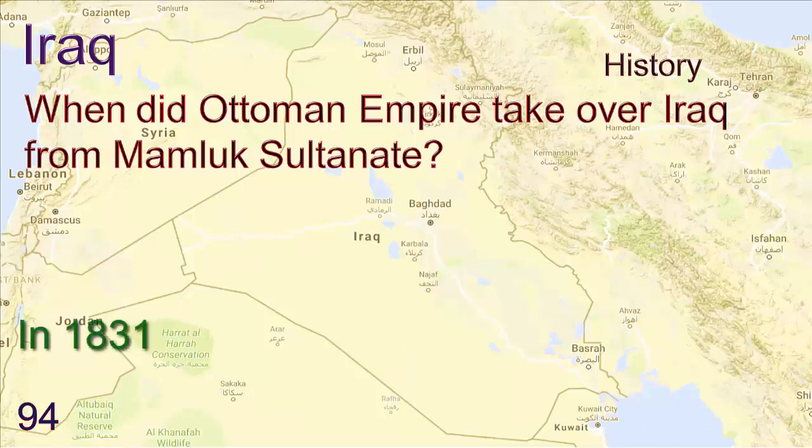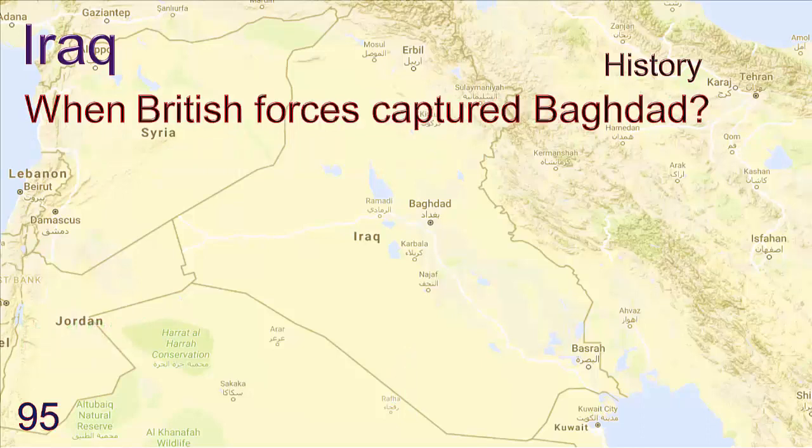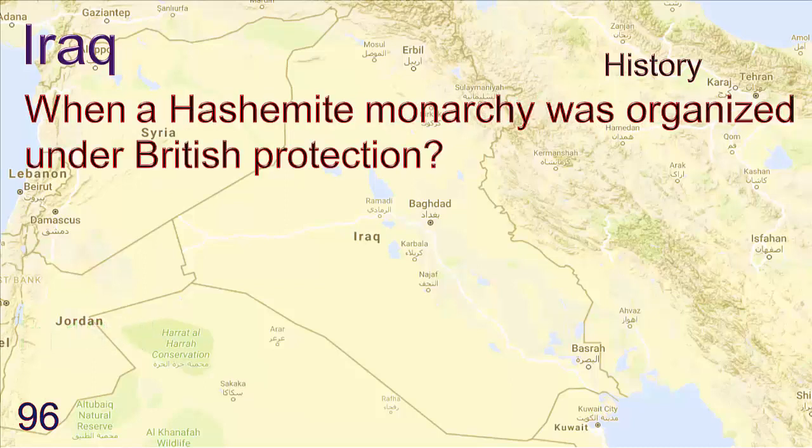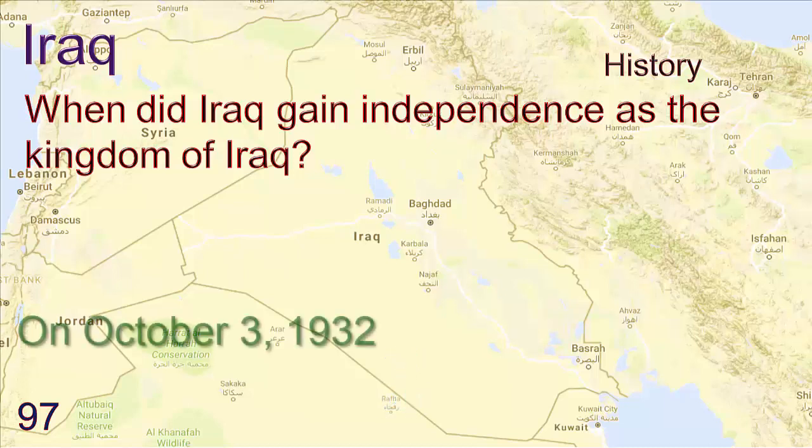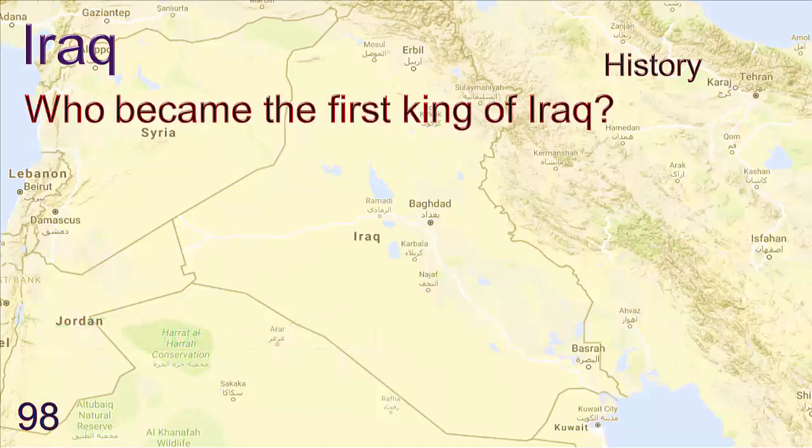When did Ottoman Empire take over Iraq from Mamluk Sultanate? In 831. When British forces captured Baghdad? In 1917. When a Hashemite monarchy was organized under British protection? In 1921. When did Iraq gain independence as a Kingdom of Iraq? On October 3, 1932.